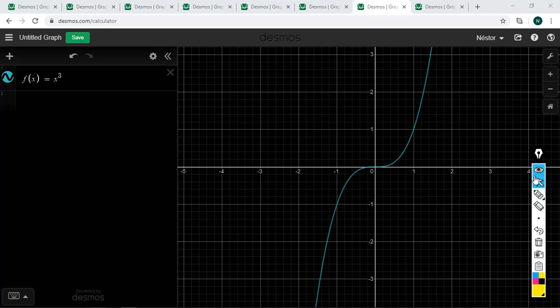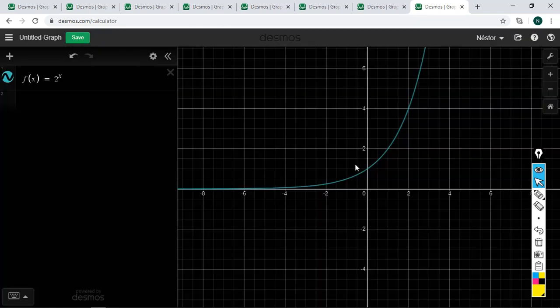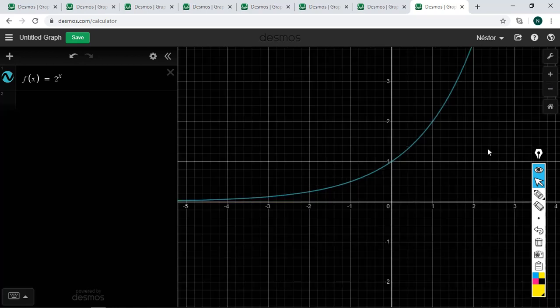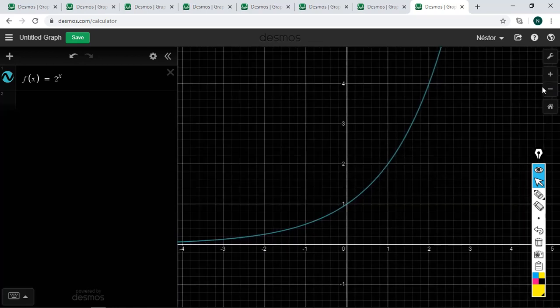Now, some functions are symmetrical with respect to neither, okay? For example, this one, look. This one, f of x equals 2 to the x. This function, if you fold over the y-axis, it's not gonna match, right? This part is not gonna match this part, okay? And if you fold about the y-axis and then about the x-axis, again, you're not gonna get any matching.